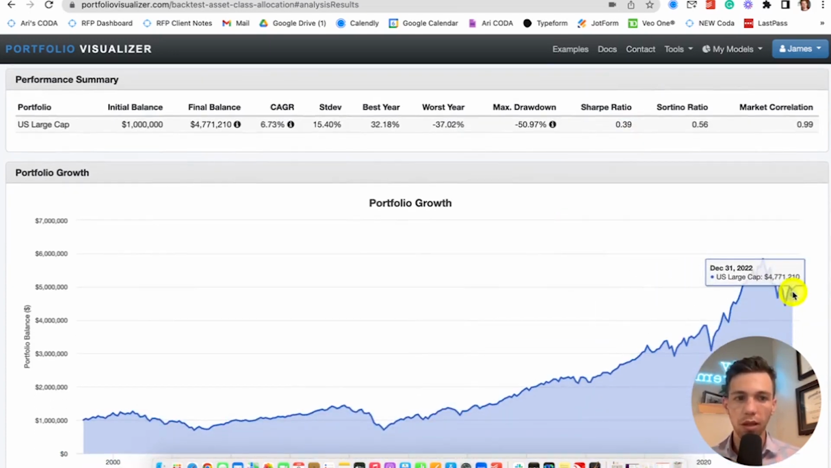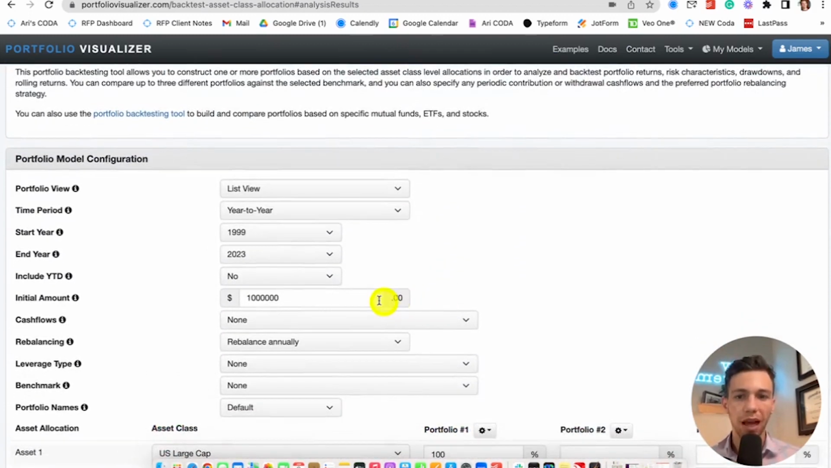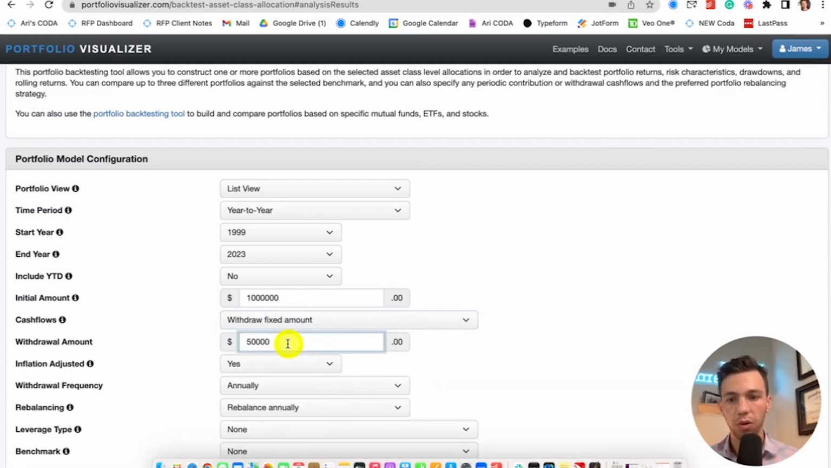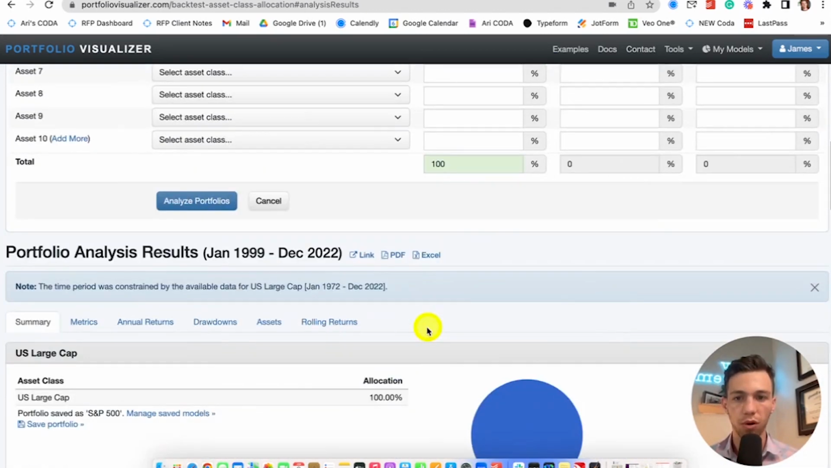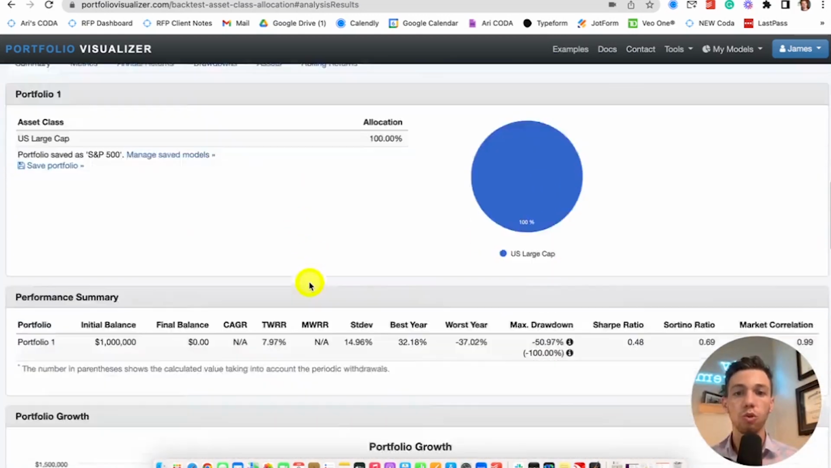Remember this: $1 million turned to 4.7 million. But you're going, Ari, that's helpful, but I'm going to withdraw off this money. So I've got $1 million. What does this really mean if I'm just invested this way? So now let's do exactly what I hope you're all thinking, which is we're going to now take $50,000 every year from the portfolio. So let's analyze that once again. So $1 million, we're now withdrawing from it.